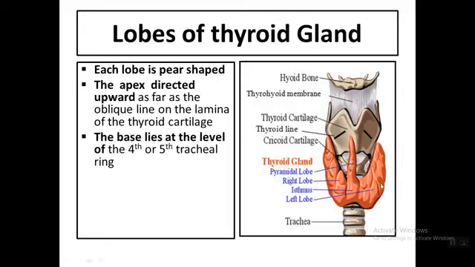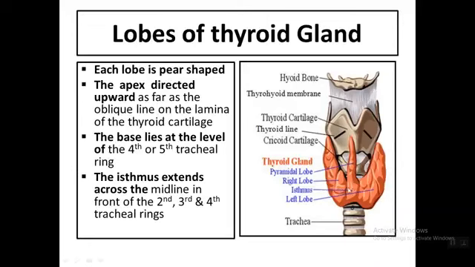The base lies at the level of the fourth or fifth tracheal rings. And the isthmus, that's connecting the right and left lobe, extends across the midline in front of the second, third, and fourth tracheal rings. These are the rings of the trachea، هذه هي حلقات التراكية.